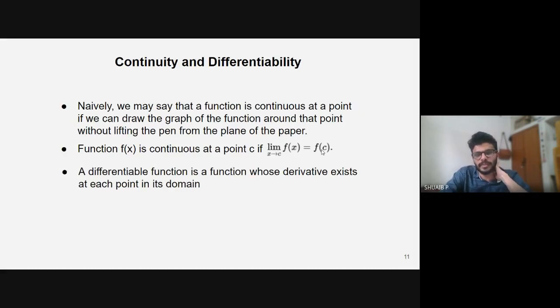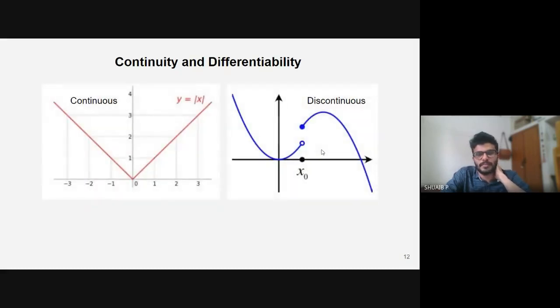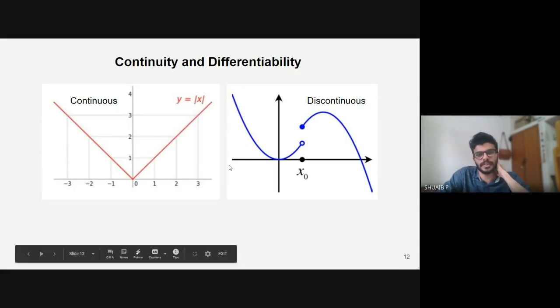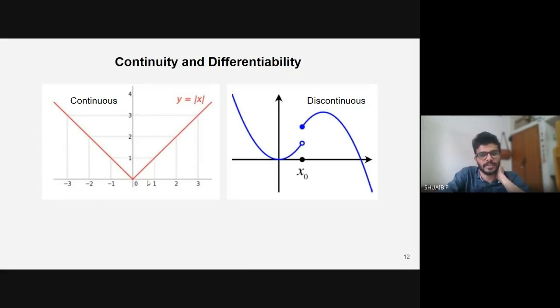A differentiable function is a function whose derivative exists at each point in its domain. If a function is differentiable at a point, it will be continuous as well. But for a continuous function, suppose y equal to mod x is a continuous function, but it is not differentiable at point 0.